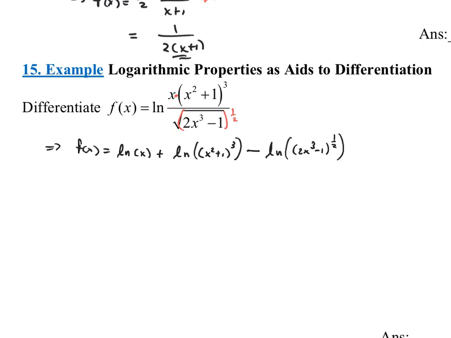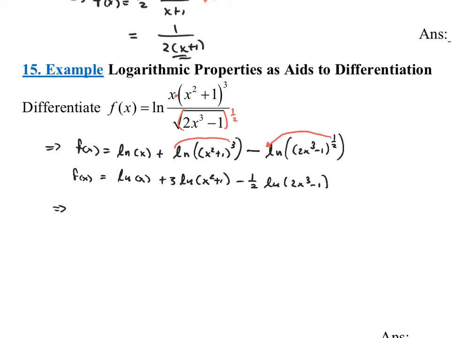So that's what I've done now, but I can even go further by moving those exponents out in front. So the simplest version of the original function would be the natural log of x plus 3 times the natural log of x squared plus 1 minus 1/2 times the natural log of 2x cubed minus 1. Now I can find the derivative of 3 separate terms. I don't need to use the product rule or the quotient rule at all. Absolutely beautiful.